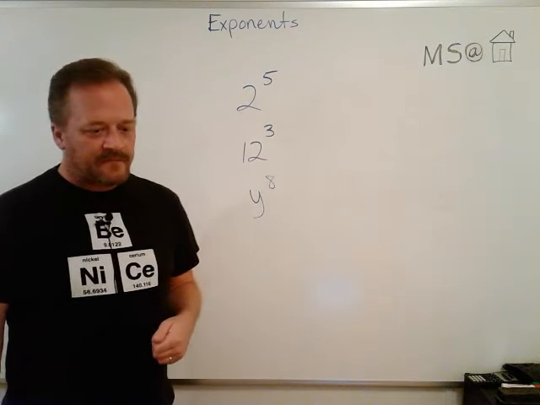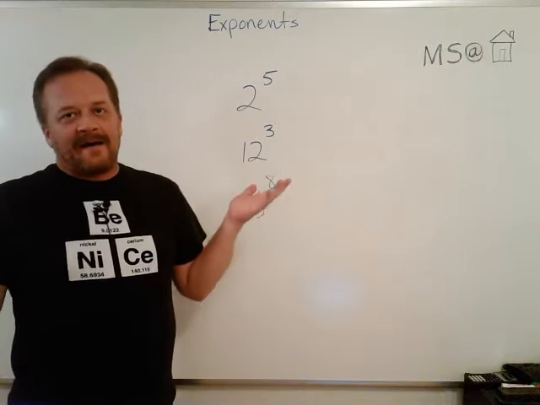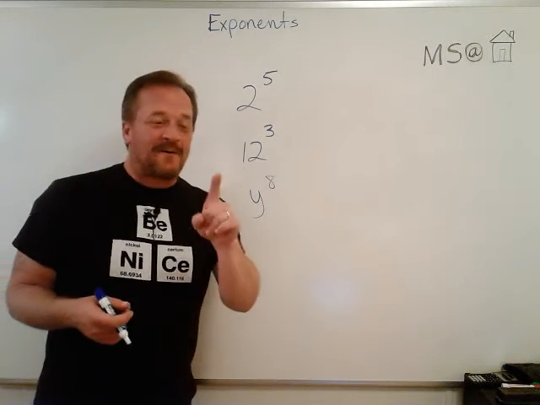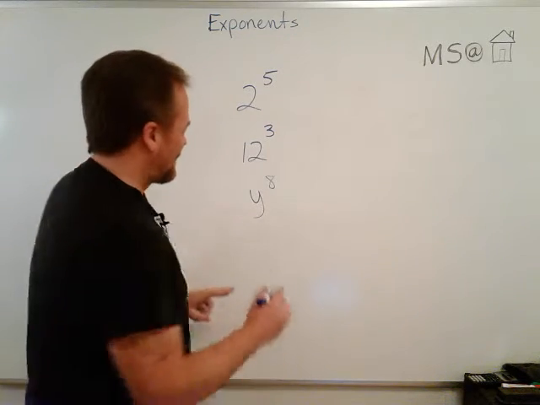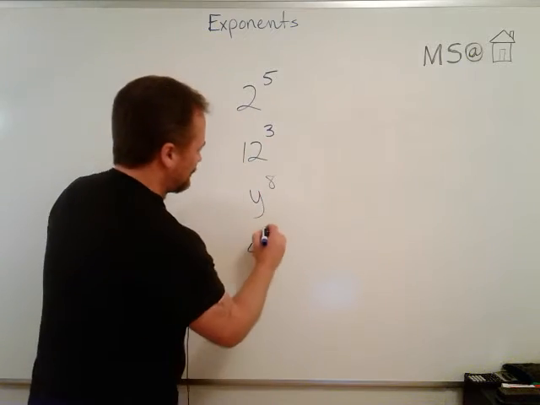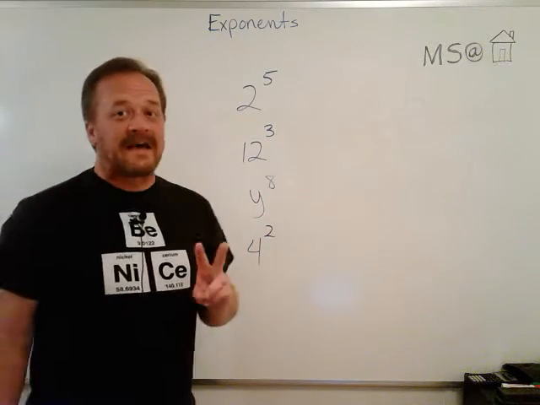Piece of cake. And then the last one, I guess that's just, here you go, I'll give you an easy one because you're almost done. 4 times 4, the base is 4, and I only counted 2 of them. So 4 to the second power.